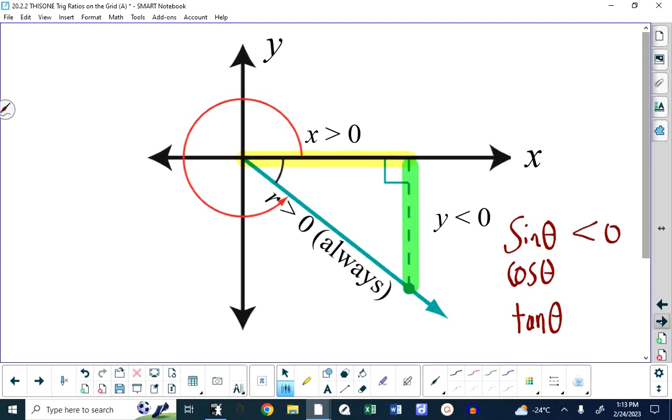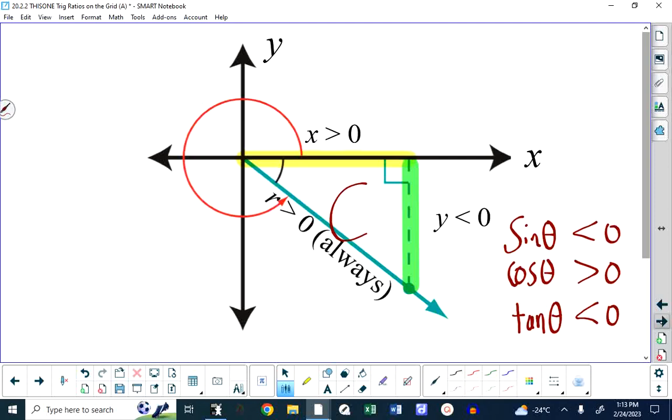Declan, what will cosine be? Excellent, because cos is positive, because it's x over r, and x is positive here. R is always positive. Taylor, what will tangent be? Negative, because it's y over x, y is negative, x is positive. So in this quadrant, the only thing that's positive is cosine, right?